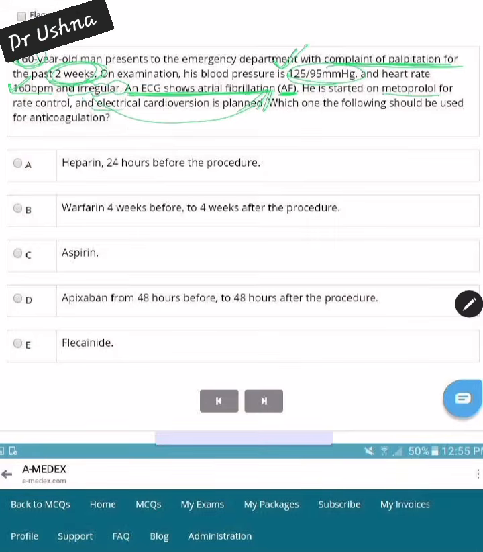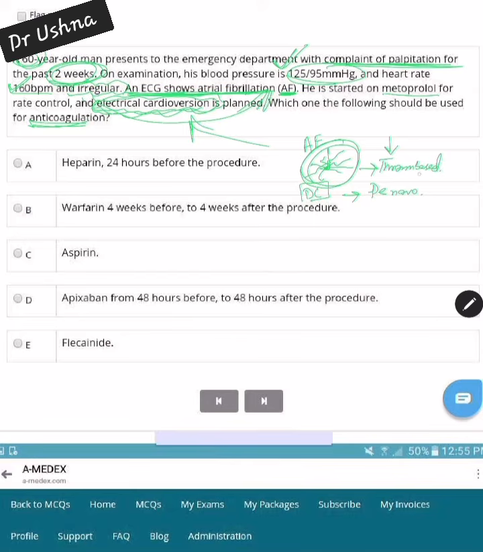Whenever you are planning an electrical cardioversion, it is very important to anticoagulate the patient. Why? Because there are very high chances of the thrombus dislodging. In atrial fibrillation there is a focus producing very bizarre waves at that site, and due to these waves there is a chance of thrombus formation in the atria due to stagnant blood. This thrombus can already be present, or it can form de novo when you DC cardiovert the patient. So there is a very high chance of this thrombus dislodging into the circulation, causing embolism.